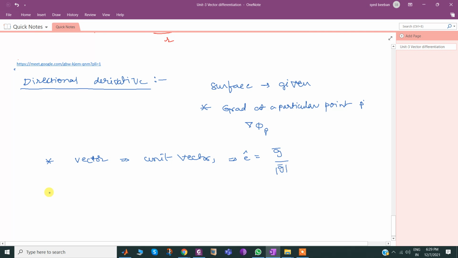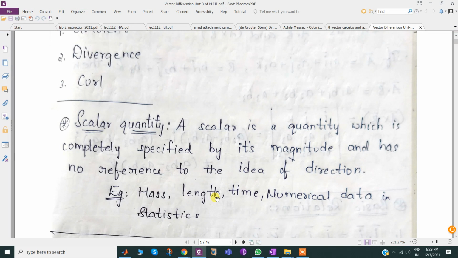Then the directional derivative equals del phi at P dot product e cap. Since it is a dot product, it is always a scalar. I mean to say that it's a number. Simply, I get a number in a specific direction. Now let me open the document. Just a minute, please.